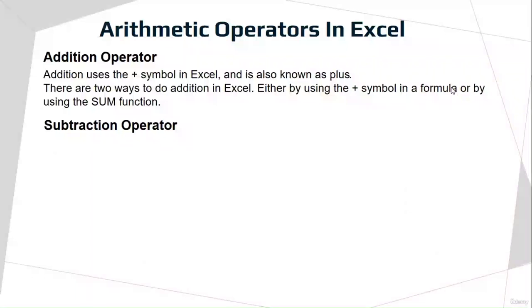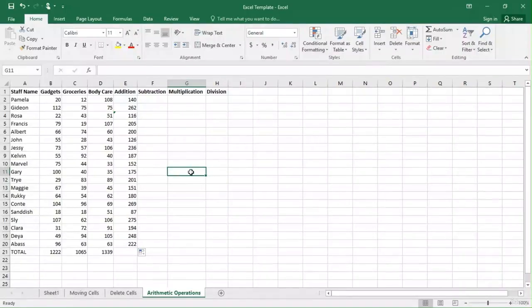Subtraction operator. Subtraction uses the symbol hyphen and is also known as minus. Let's take practical examples on subtraction. Using the same data, let's apply subtraction. Let's try to subtract body care from gadget.